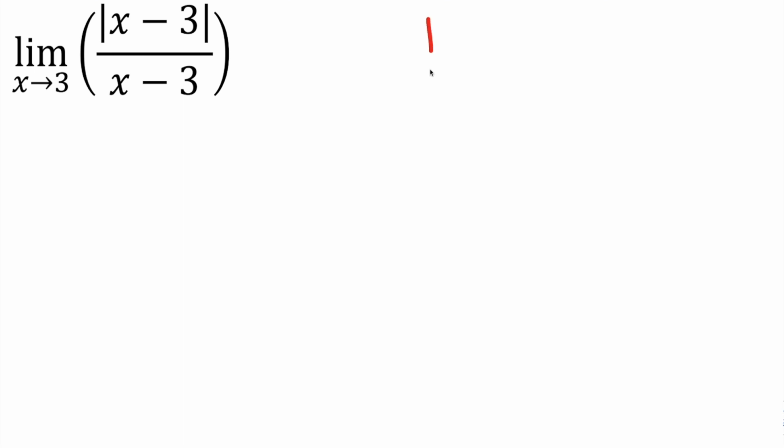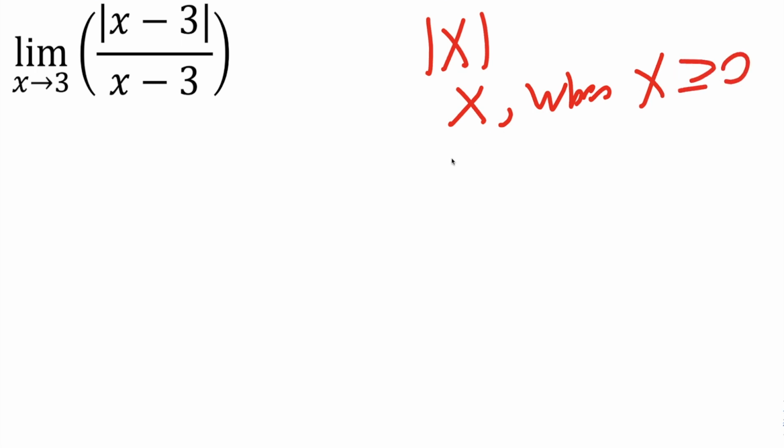So let's say we had the absolute value of x. Now, the absolute value of x, let's say x is 5. Absolute value of 5 is 5. Let's say absolute value of negative 5. If you have a negative 5 here, the absolute value of negative 5 is also 5. And so the way we can write this as a piecewise function is to say that x, when x is greater than or equal to 0, or you could say negative x when x is less than 0.